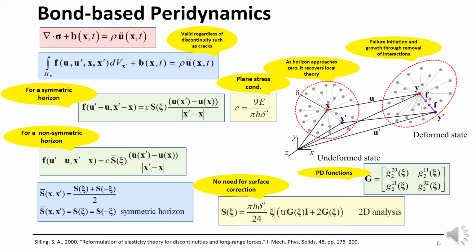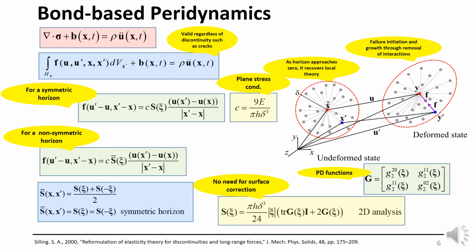So bond-based peridynamics was introduced by Silling in the year 2000. It's a non-local approach. It's a continuum approach. It basically replaces the divergence of the stress tensor with this integral that you see here. The integrand is f, which is known as force density vector, and the domain of integration, Hx, is the domain of interaction, which also specifies the horizon of a point x.